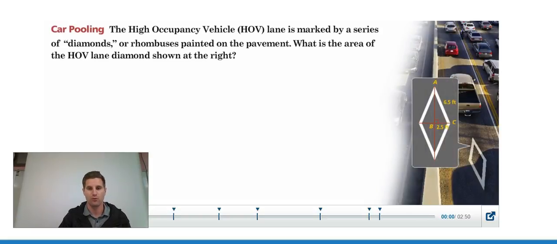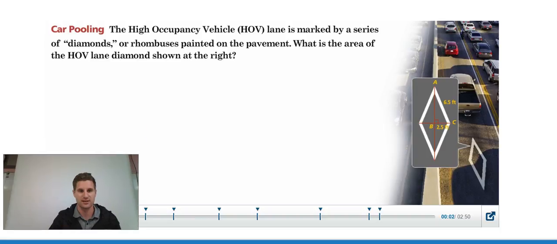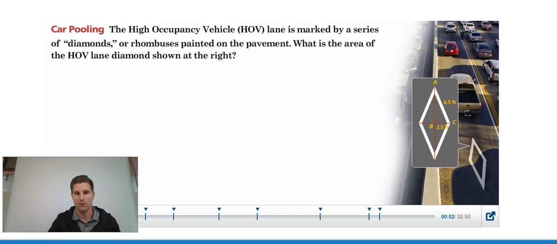and look at this last one, finding the area of a rhombus. And pause that there. So we have a highway occupancy vehicle, HOV lines, that's the carpool lane, is marked by a series of diamonds. So here's our diamond right there. Paint on the pavement. What's the area of the HOV lane diamond shown at the right?